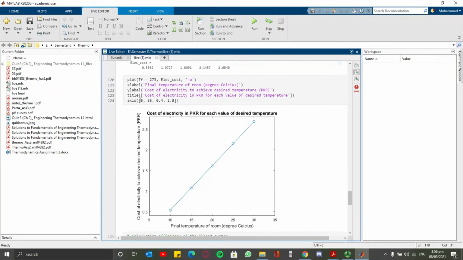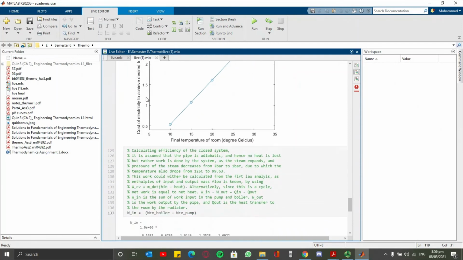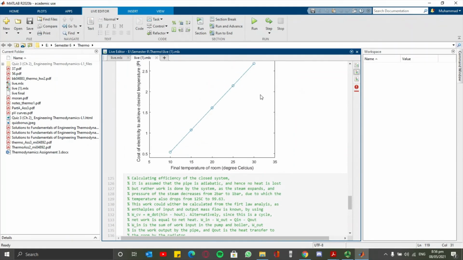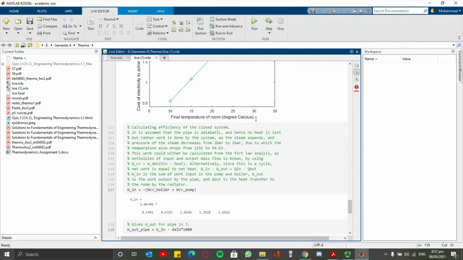So we plotted this graph for the cost of electricity, which is in rupees, for each desired temperature. So to reach from 5 degrees to 10 degrees we need about 0.6 rupees. For 15 we need about 1.1, and all the way to 30 we need about 2.7 rupees. So again we know that this is a linear graph. If you want to increase the temperature from way beyond 30, the graph will follow a linear trend.